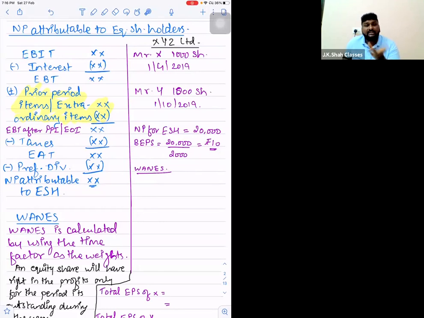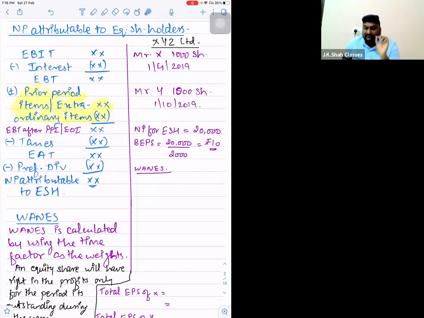And Mr. Y held the shares only for 6 months. His shares were outstanding only for 6 months. And to him also, you are giving 10,000 rupees EPS. Can I say it is not correct? It is not fair. Correct or not? So that is the only reason why we will be doing weighted average.